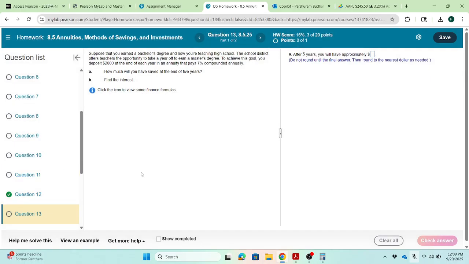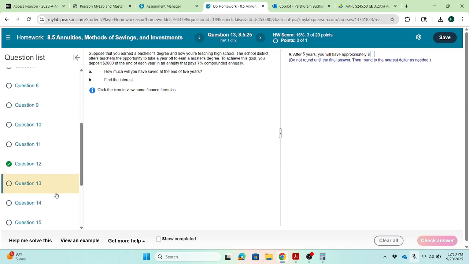Okay, how much will you have saved at the end of 5 years? This is a very similar type of question. You need to find the right formula. In this case, the school district offered teachers the opportunity to take a year off to earn a master's degree. To achieve this goal, you deposit $2,000 at the end of each year. So this is the same as question number 12.